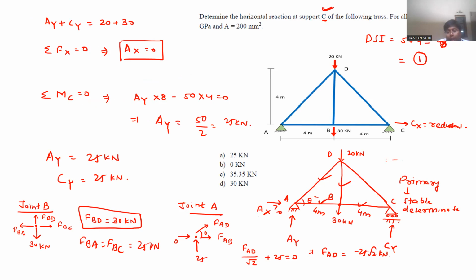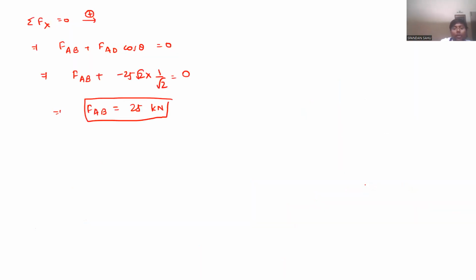From symmetry, you can write FAD will be equal to FCD, or else you can take this joint and you can see this is 25, BC is 25, and this is FCD. So summation of vertical forces will be equal to 0. FCD sin theta, if this is theta, FCD sin theta plus 25 will be equal to 0. So FCD you will get minus 25 root 2. So this is also minus 25 root 2. So member force, that is P force system, you got.